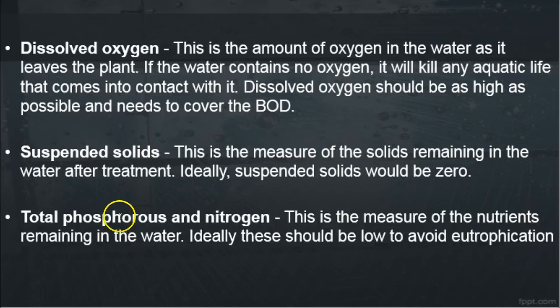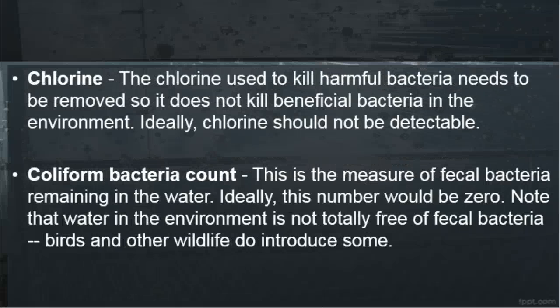Then you also look at phosphorus and nitrogen. These are the main chemicals that are going to cause eutrophication, so you want these to be fairly low. They're almost always going to be higher in wastewater than in your treated water that's coming in, but you want to keep it as low as possible. You also check the level of chlorine. You have to remove enough chlorine that you're not going to kill any beneficial bacteria. You don't tend to want to have that in your wastewater at all if that's possible.